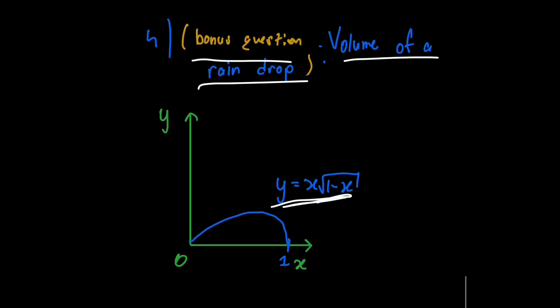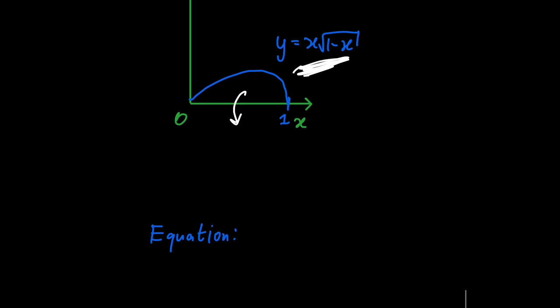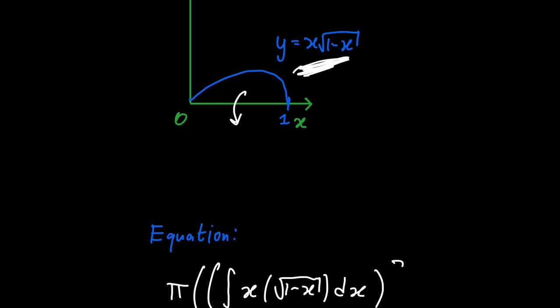So straight away, we have our function y is equal to x times the square root of 1 minus x. Now this is going to be a little bit difficult to integrate, but it should be fine. And what we're going to do is we're going to rotate this about the x-axis, and we're going to get this lovely raindrop shape. So let's try this. So we use a formula, pi times the integral of x times square root of 1 minus x dx, and we square that, and the integral is from 0 to 1.